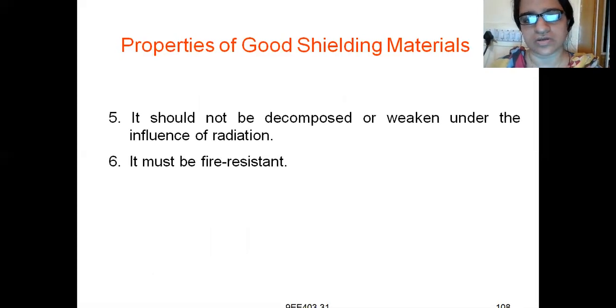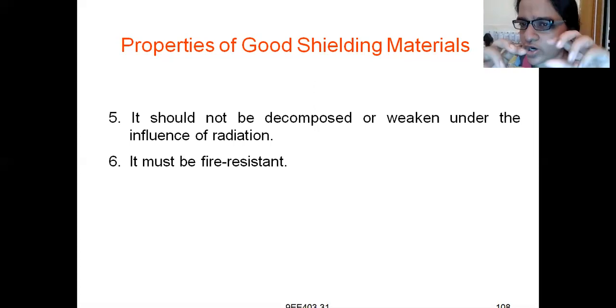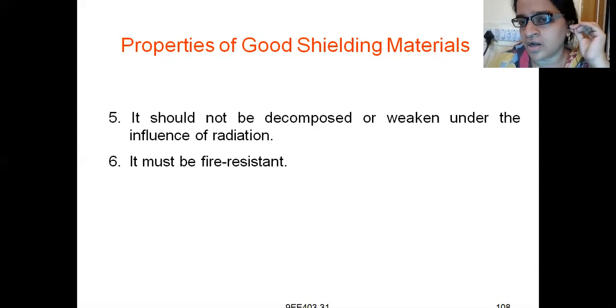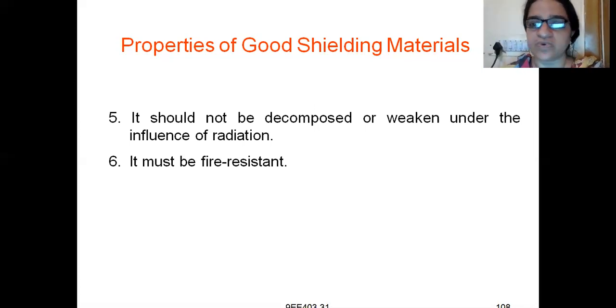Next, the fifth one: it should not be decomposed or weakened under the influence of radiation. A good shielding material should not be decomposed. Due to exposure to radiation or heat, the material should not become feeble, it should not decompose, and it should not react with any radiation or any gas. The material should not participate in any reactions.